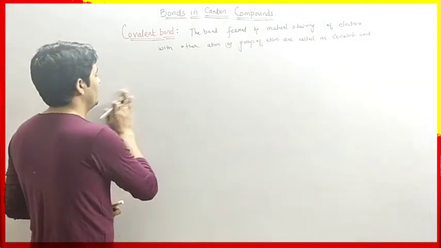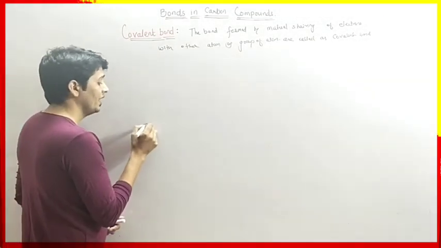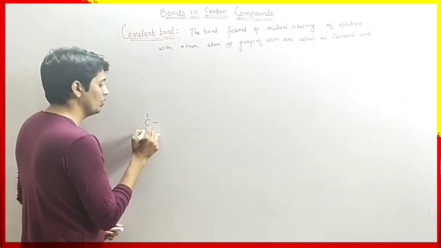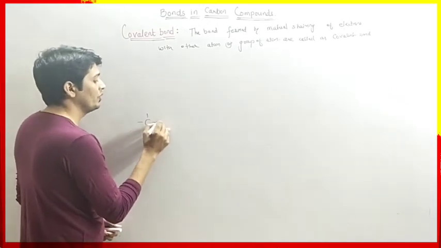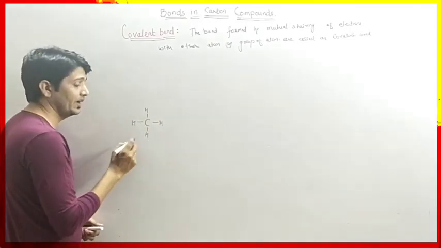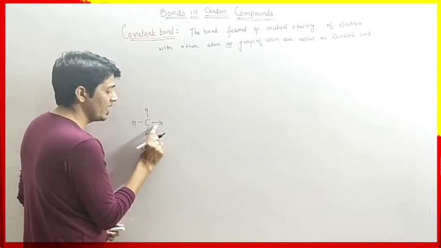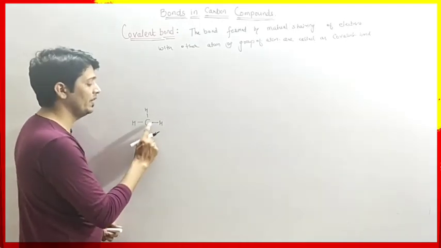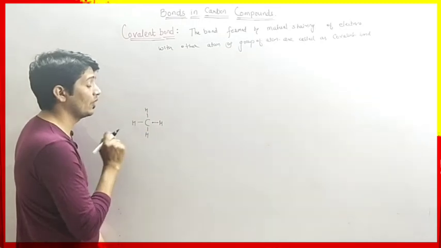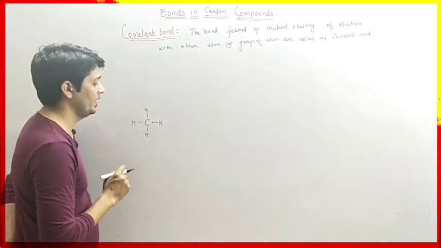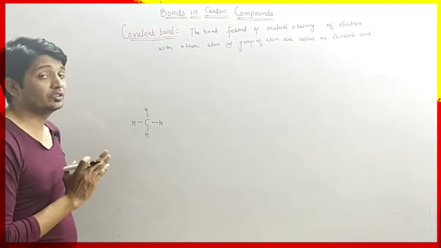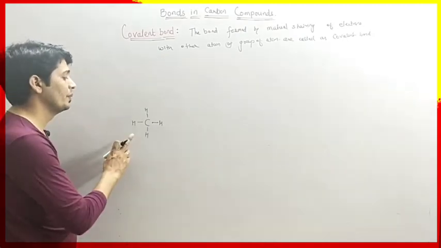Okay, so let's understand. See, in case of methane, carbon shares 4 electrons with 4 other hydrogen atoms. Okay, so this is the bond which is formed by mutual sharing of electrons between carbon and hydrogen atoms. Hence all these bonds are called covalent bonds. Okay, so we have to understand the dash structure, cross and dot structure of methane.